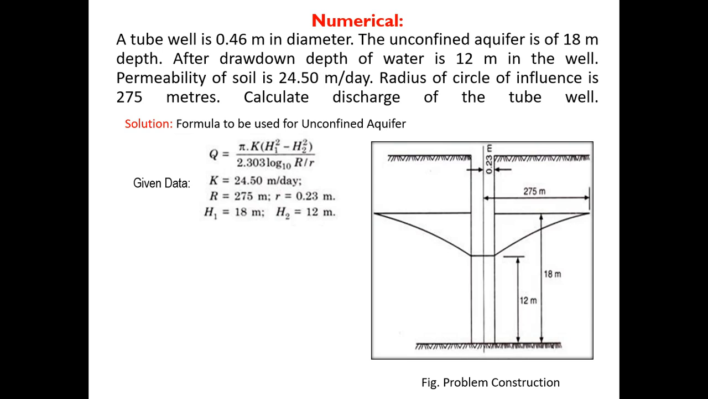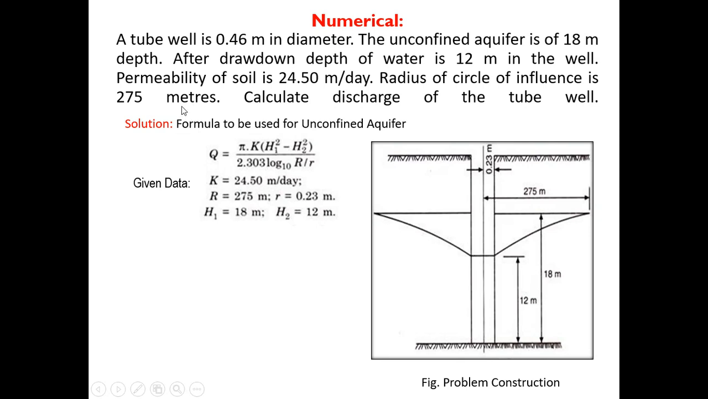A tube well is 0.46 meter in diameter. The unconfined aquifer is of 18 meter depth. After drawdown, depth of water is 12 meter in the well. Permeability of soil is 24.50 meter per day. Radius of circle of influence is 275 meters. Calculate discharge of the tube well.